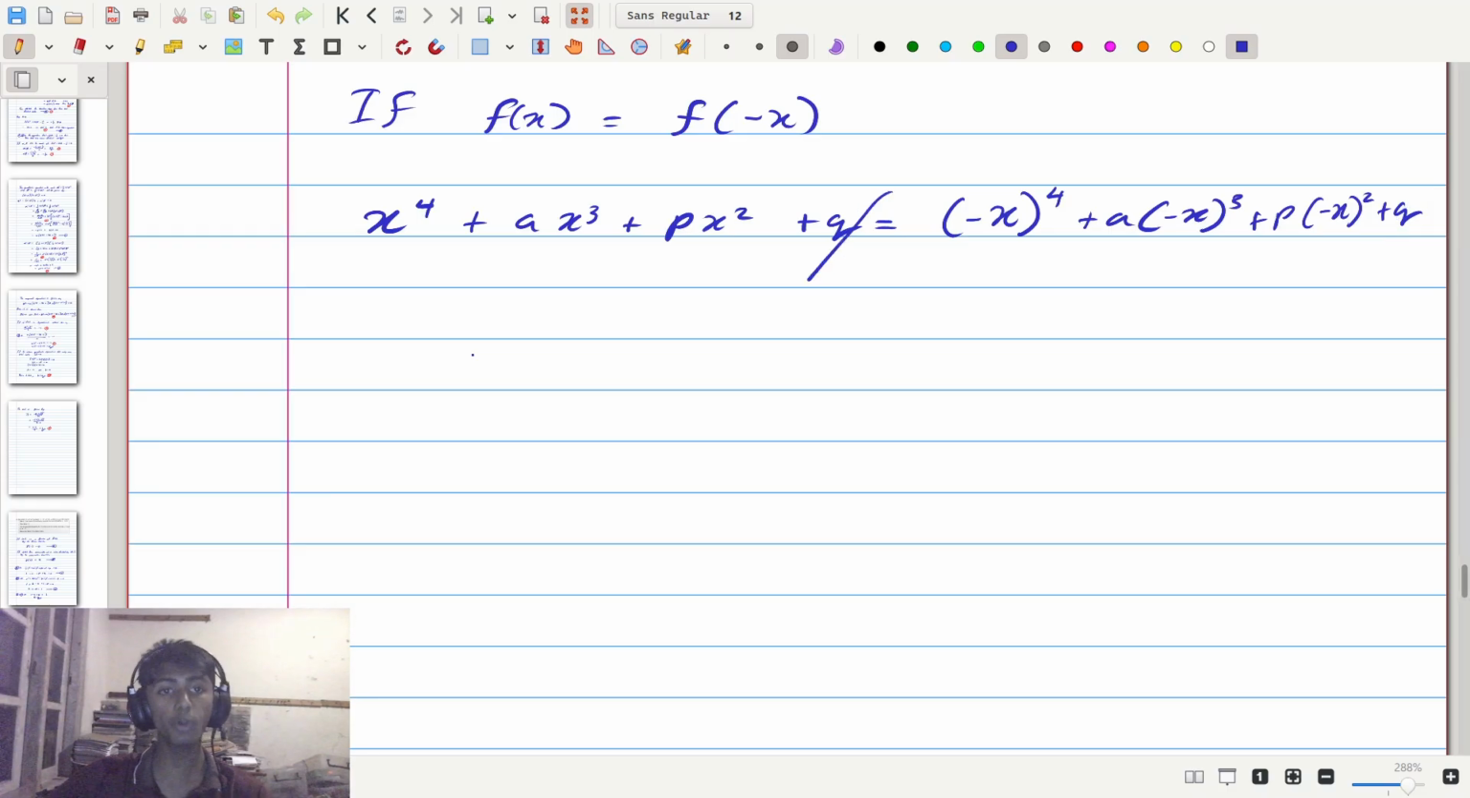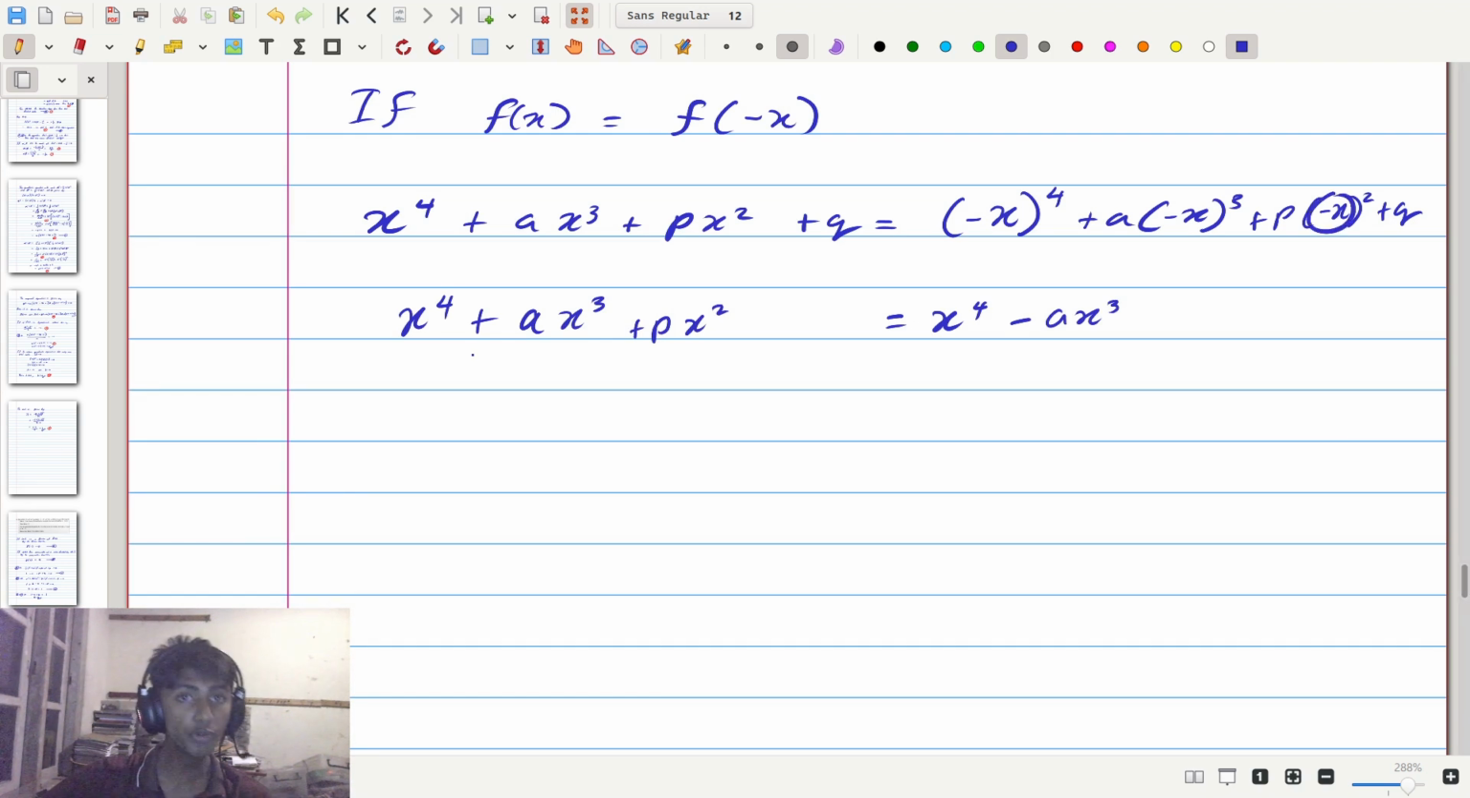Other than that, we can also see on the left hand side we have x to the power of 4, and when you do minus x to the power of 4, we also get x to the power of 4. Now similarly, if we consider the next few terms, we have ax cubed here, but over here we have minus ax cubed. But for the next term, we have plus px squared, and from this side we have minus x squared, which is also equal to x squared, and therefore this term becomes plus px squared.